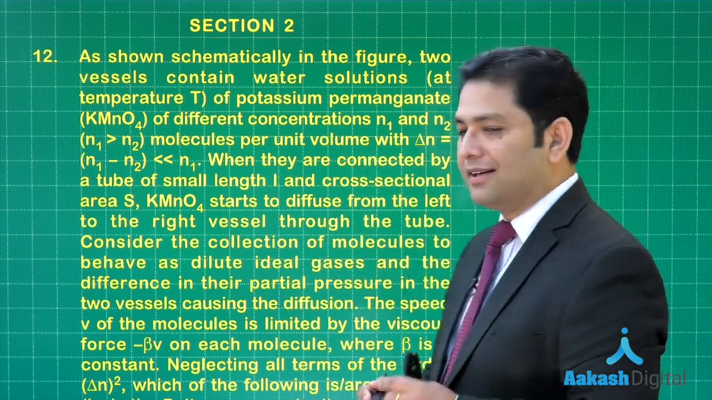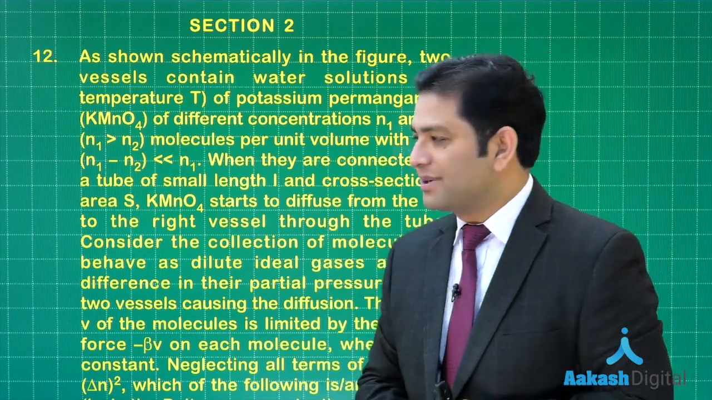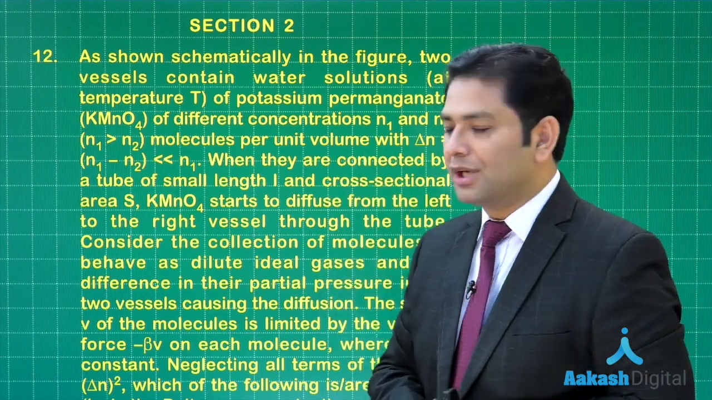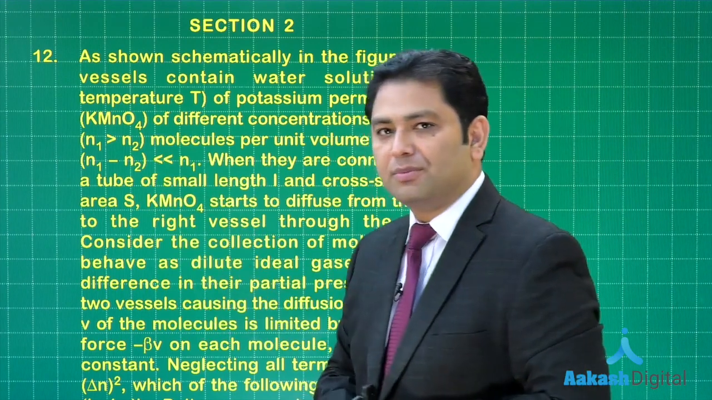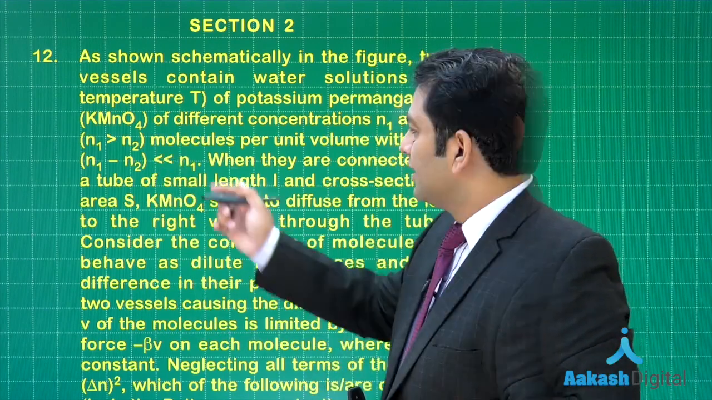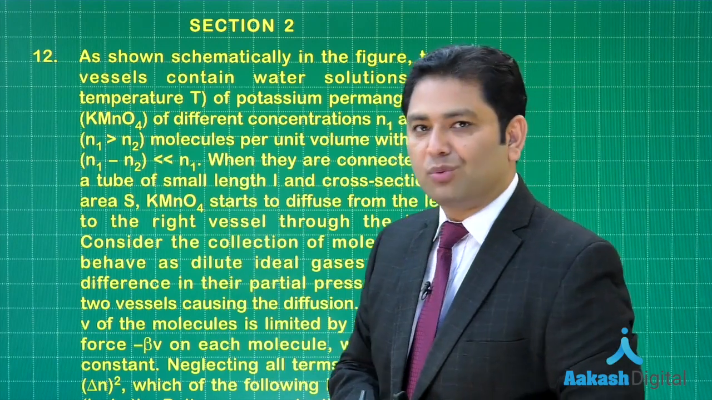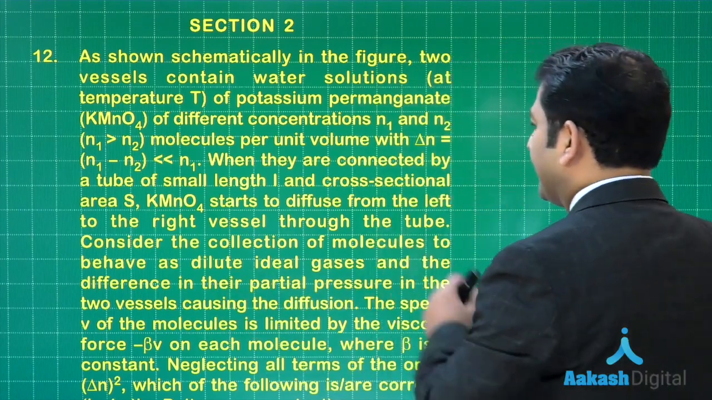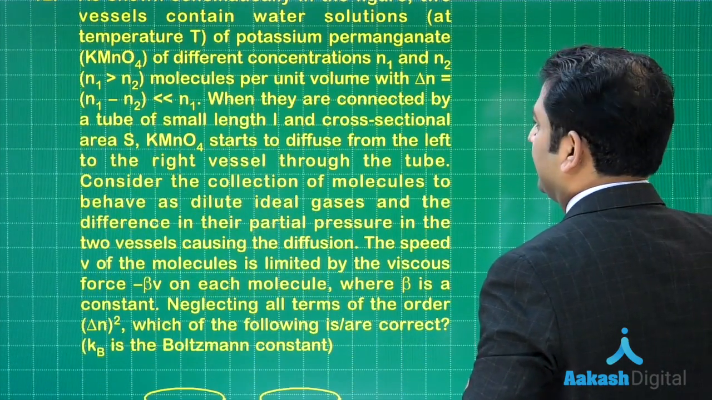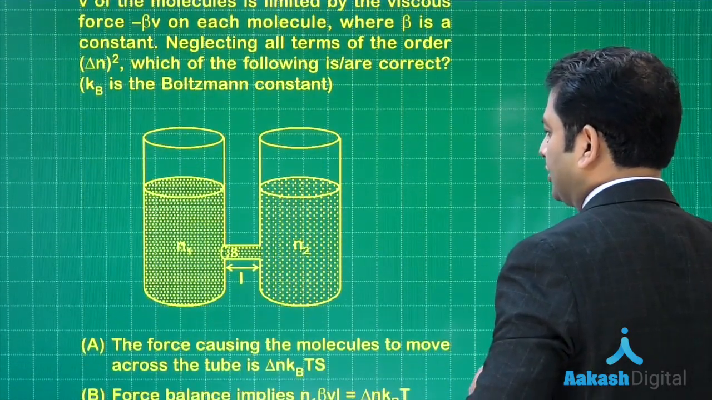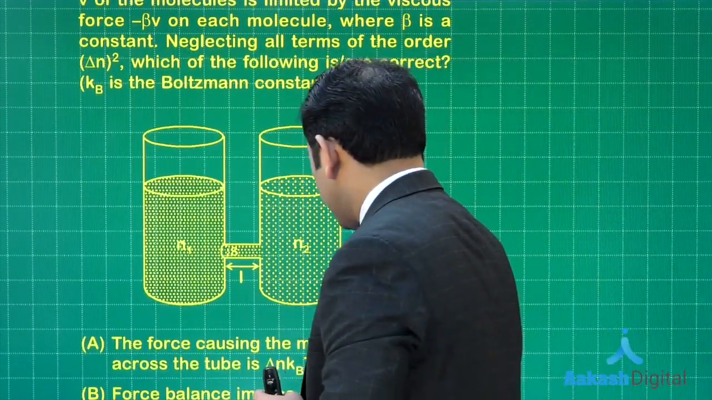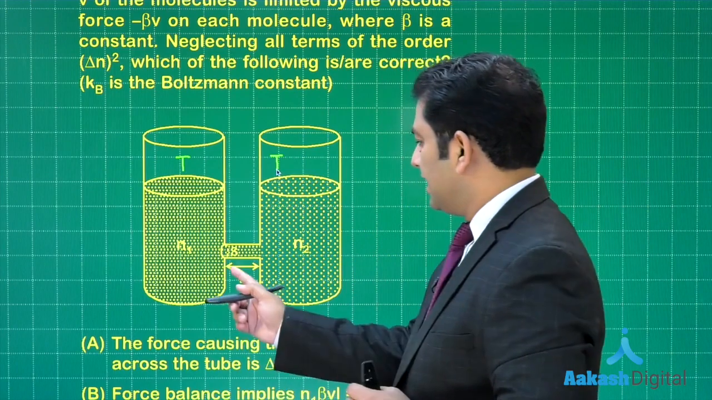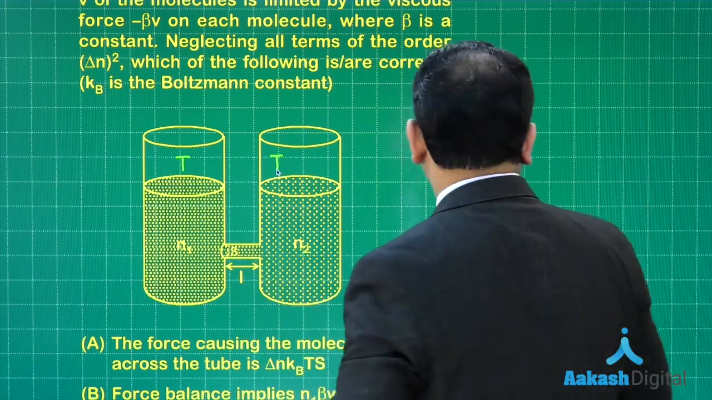And just see, small n is not the number of moles, that's generally how we represent. This time small n is the number of molecules per unit volume, with N1 greater than N2, and this given condition is there. The concentration per unit volume N1 is much greater than delta N. So this has been given, and they are connected by a tube of small length L having a cross sectional area S. So what I'll do, this is N1, N2, and specifically the temperature on both sides, that's T each, and that's the tube L, the cross sectional area, that's S.